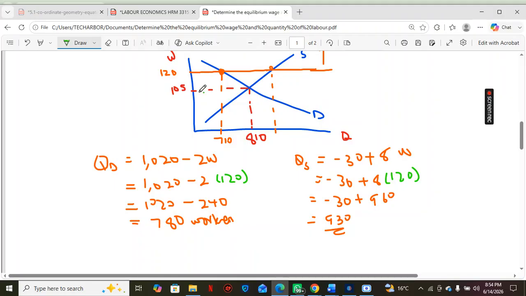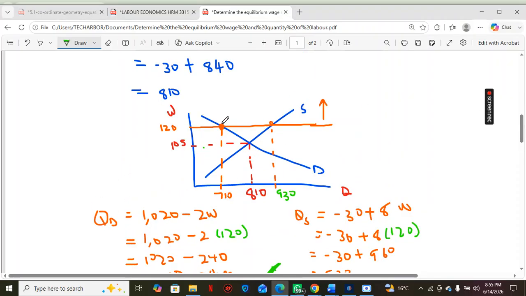Initially, when the wage rate was 105, 810 workers were willing to offer their services. Now the wage rate has increased, and it's 930 workers. So what we can say, colleagues, is that the labor supply exceeds labor demand. QS is greater than QD, so we have a surplus in this labor market. There are more workers willing to work than there are firms willing to hire.